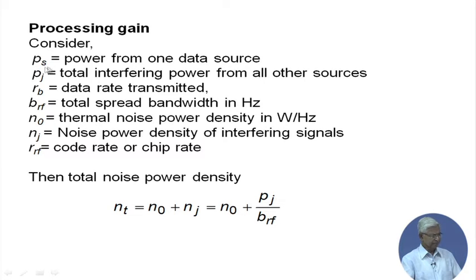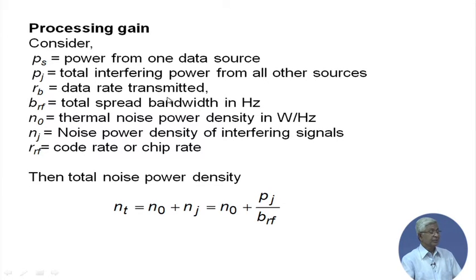Small Ps is power from one data source. Pj is total interfering power. In case of CDMA, one station is communicating and all other stations' communication over the same bandwidth is coming. So, they are acting as jammer. So, we can call it total interfering power or Pj, total P jam, that is the total power. So, Pj is much more than Ps. One station is transmitting Ps, Pj is all other stations transmitting total power.